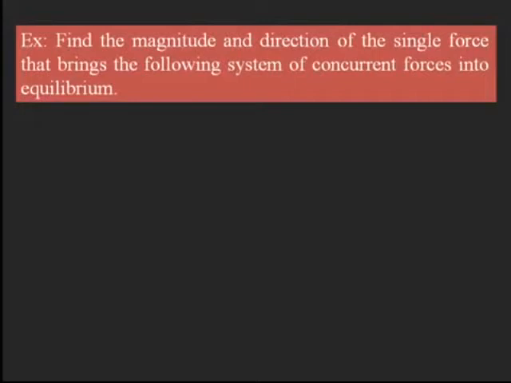So here the problem is: find the magnitude and direction of the single force that brings the following system of concurrent forces into equilibrium. Equilibrium means there will be one force which will replace the resultant of all the forces. Here the forces are acting in different directions from a single point, which represents the system of concurrent forces.